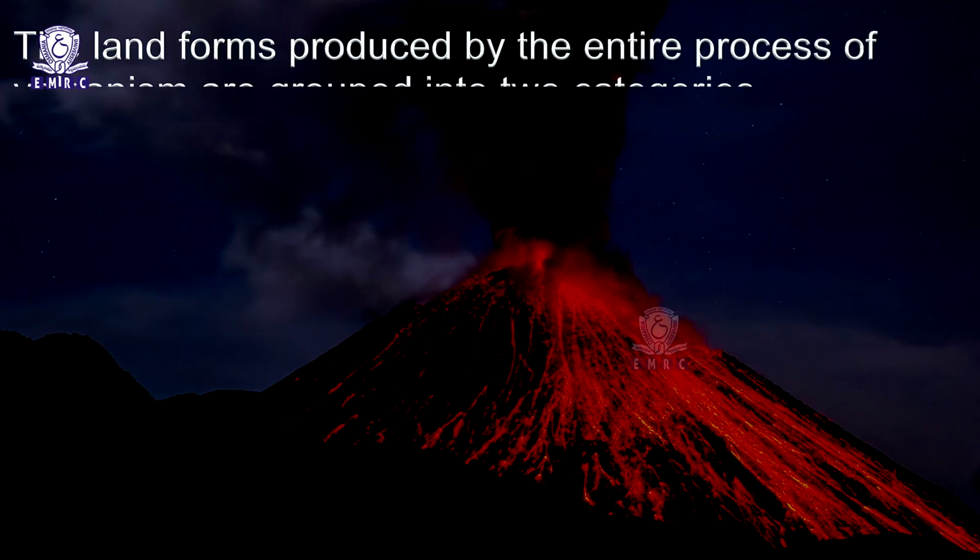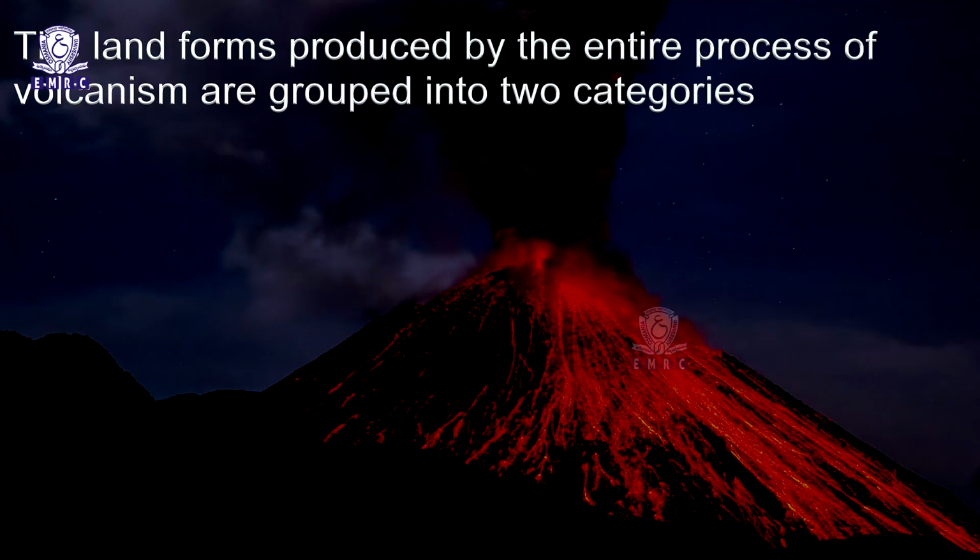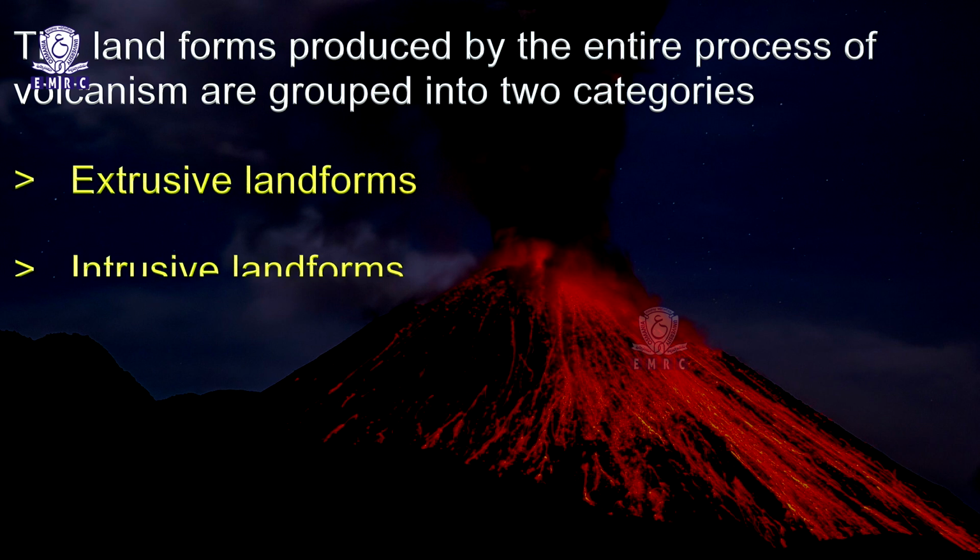The volcanic landscape is also an outcome of the nature of volcanic eruption, that is, whether the eruption is central type or fissure type. The landforms produced by the entire process of volcanism are grouped into two categories: 1. Extrusive landforms. 2. Intrusive landforms.